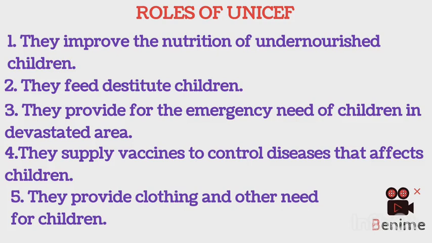Number four is that they supply vaccines to control diseases that affect children. UNICEF supplies vaccines or equipment to prevent or control diseases that actually affect children, diseases like whooping cough, tuberculosis, diphtheria, poliomyelitis, and other diseases that affect children. They supply vaccines and also provide clothing and other needs for children.